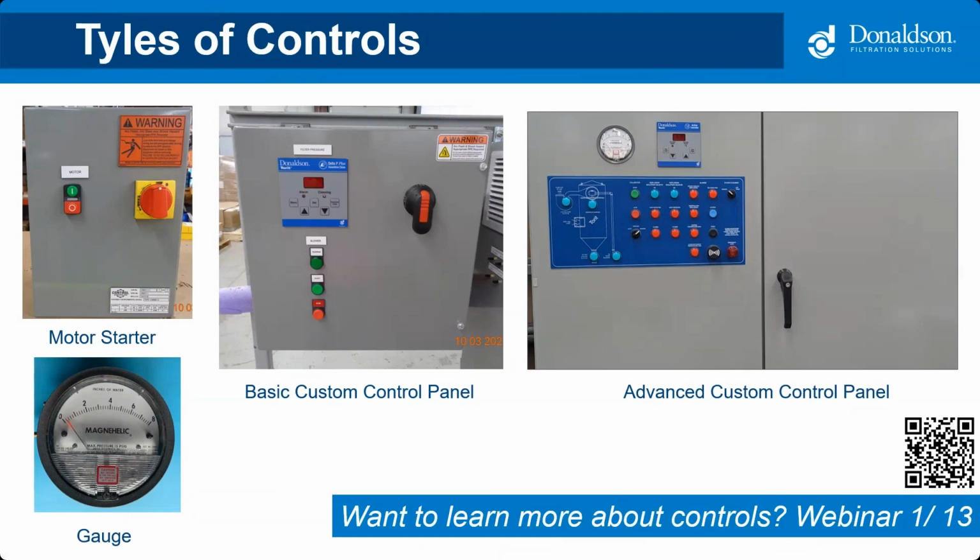Getting into a more advanced custom control panel, in addition to everything we just discussed, this panel allows for remote interlocks and integration of ancillary equipment like fire suppression systems, isolation valves, explosion vents, rotary airlocks, as well as it typically utilizes a VFD airflow control to regulate the airflow speed coming into the collector.